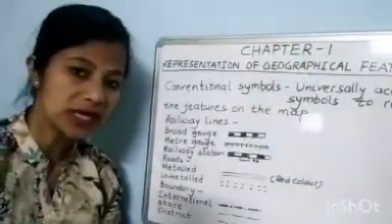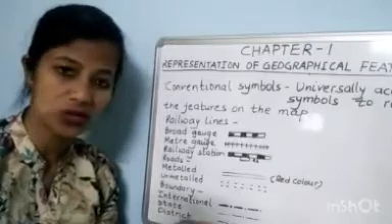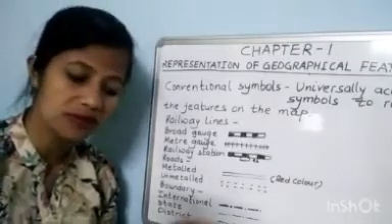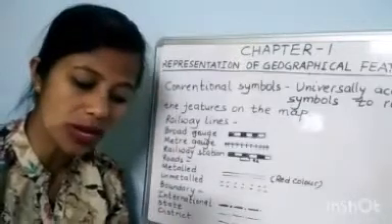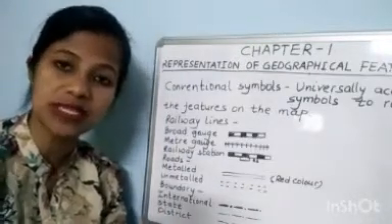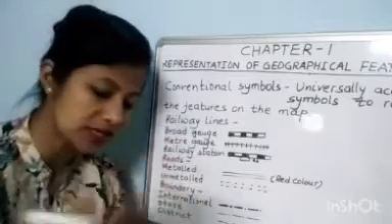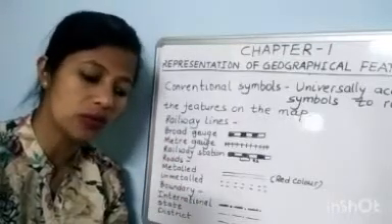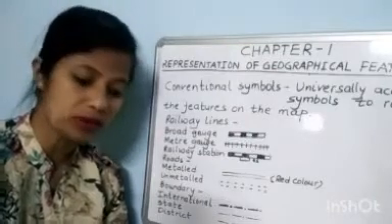Let's cross check the answers of short answer type questions. Define the term contours. Page number 5. Imaginary lines drawn on a map connecting points of same elevation. Elevation means heights. Same elevation, height above the mean sea level. That is called what? Contour. And contour lines are shown with brown color.